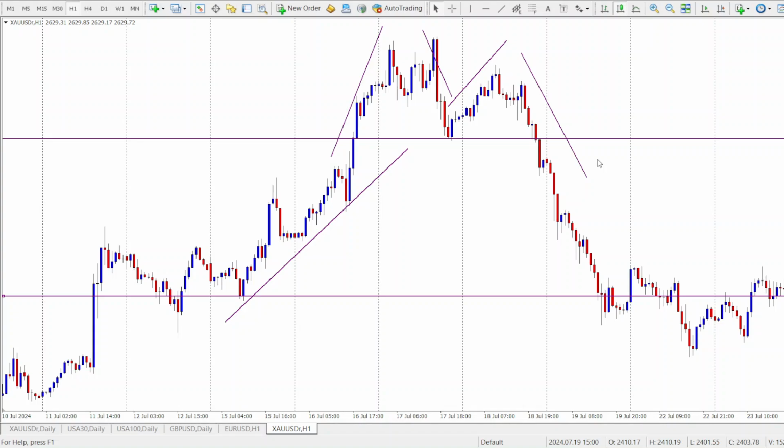So that is a good catch. This was a good catch. So that is how the M pattern works. But now you can also use other indicators for additional confirmation.